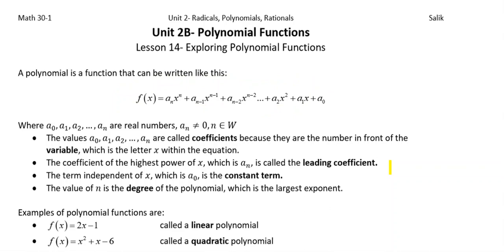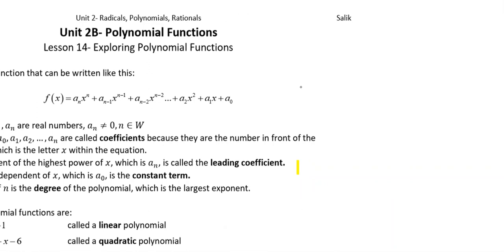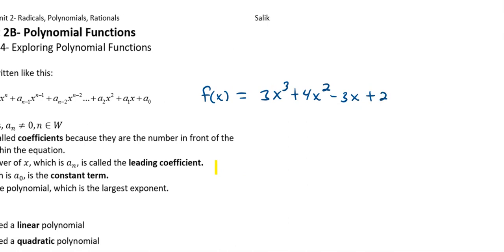Let's talk about what that is saying. It just means something like this. If we had f of x is equal to, and you guys have seen these before, let's say 3x to the 3 plus 4x squared minus 3x plus 2. That's the kind of thing we're talking about. That's a polynomial. And it follows this format where you've got coefficients out front that are whole numbers or integers, and you've got powers that are whole numbers.